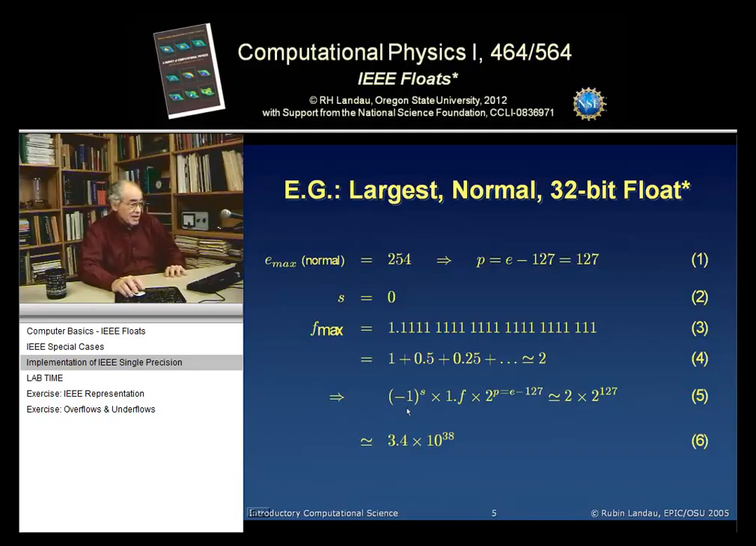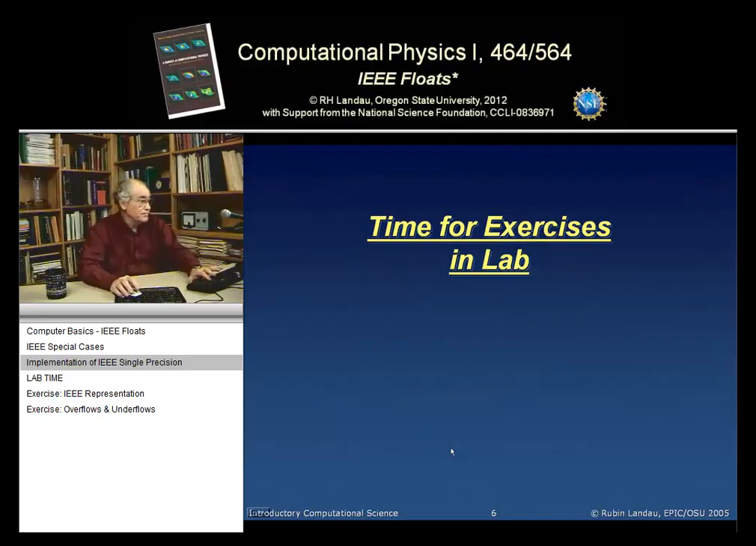So when we're done, the largest 32-bit number comes out to be about 2 times 2 to the 127th power, and if you convert that to decimal, you see it's about 3.5 times 10 to the 38th. And that's what you see in the tables. You always say, oh, what's the largest range? This is the range it lies in.